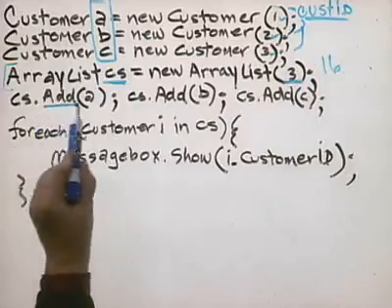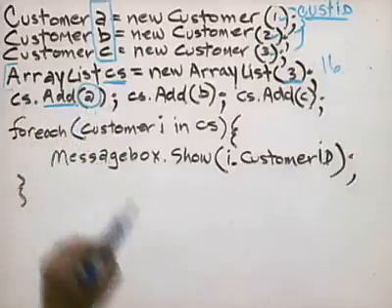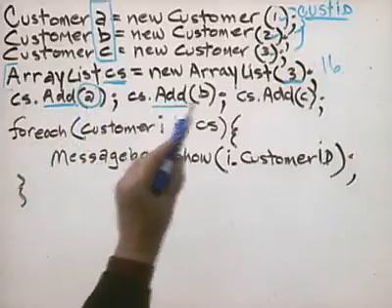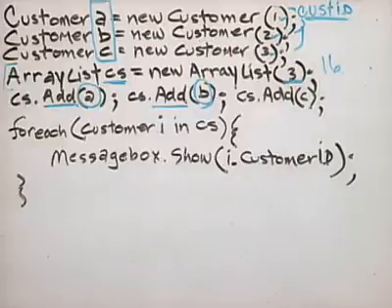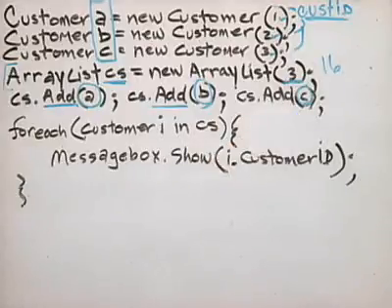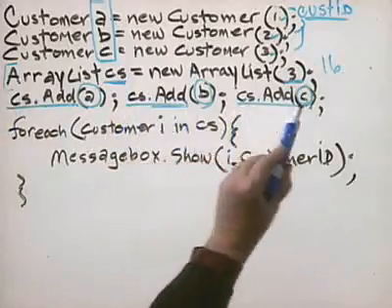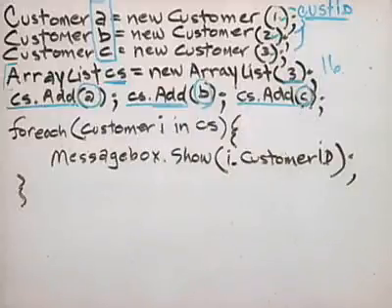Notice the add method that's coming from the array list. There's an array list add method, and that allows me to add the first customer. I'm now adding the second customer object to the array list, and now I'm adding the third customer object to the array list. Once I've fit all of those customer objects into the array called CS, I can now group them together and do things with them.